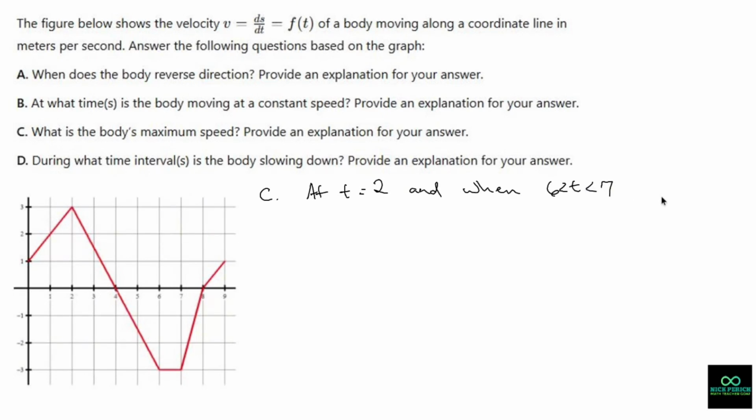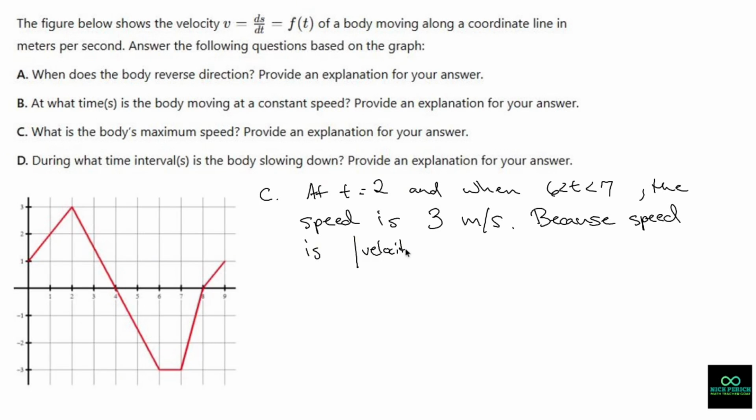We did that before. The speed is 3 meters per second. And again, the explanation for that is because speed is the absolute value of velocity. Now, if it asks you what is the maximum velocity, the answer would be 3. What is the minimum velocity? The answer would be -3. But that's not what it's asking. It's asking for speed, which is the absolute value of velocity.